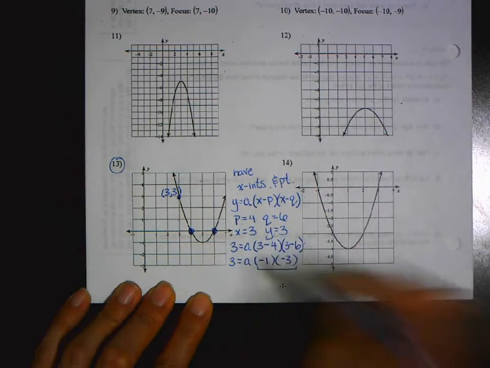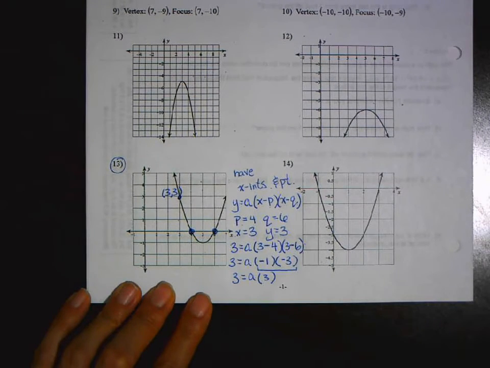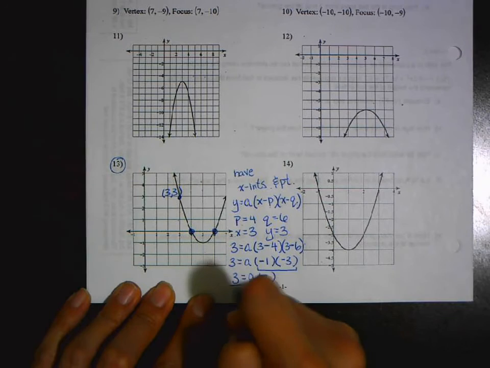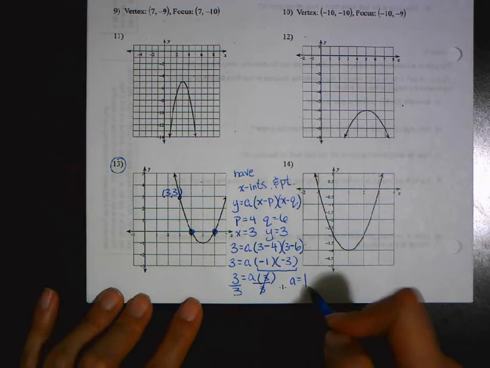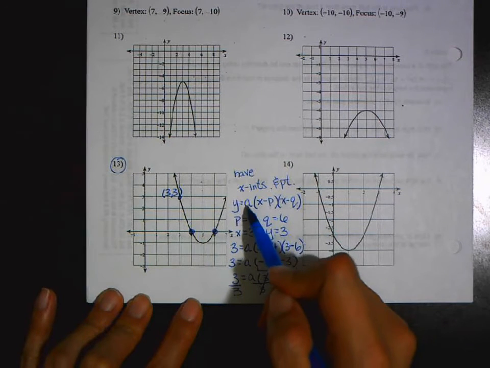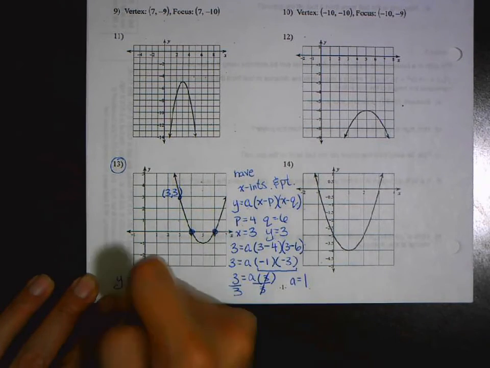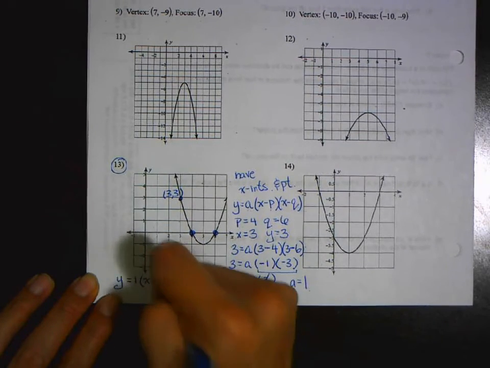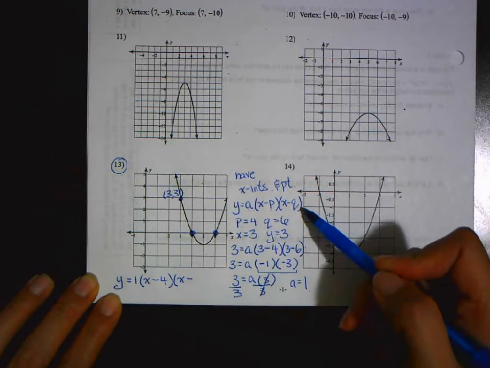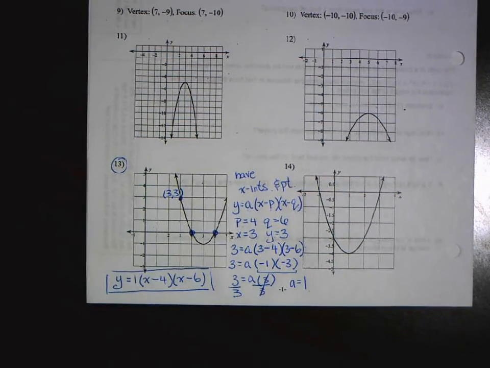This works out to be positive 3, so 3 equals a times positive 3. Solving for a, divide by 3 on both sides. That goes away. a equals 1. So using this piece of information, I can now plug a equals 1 into my formula. Final equation: y is equal to, a is 1, times x minus, p is still 4, times x minus q is still 6. And that is my final equation.